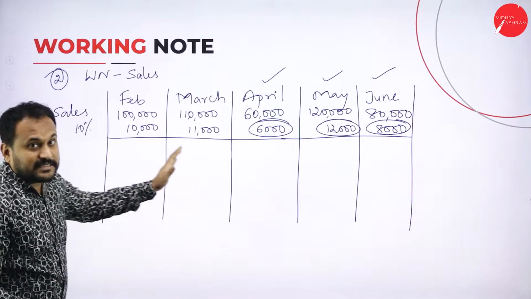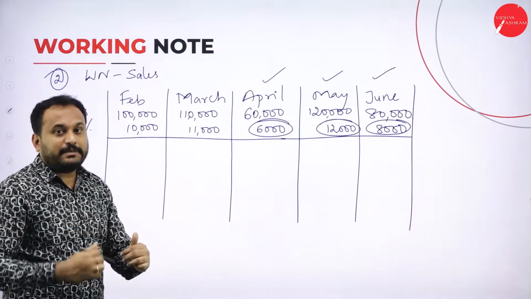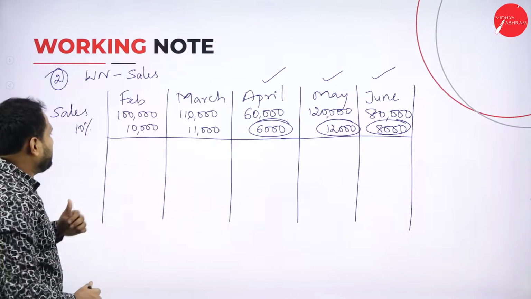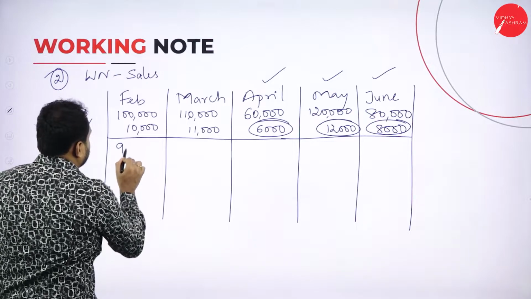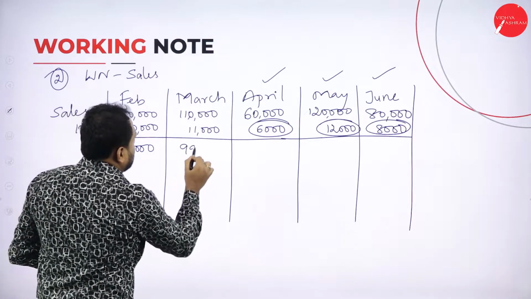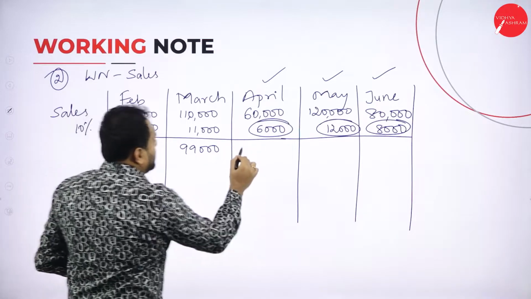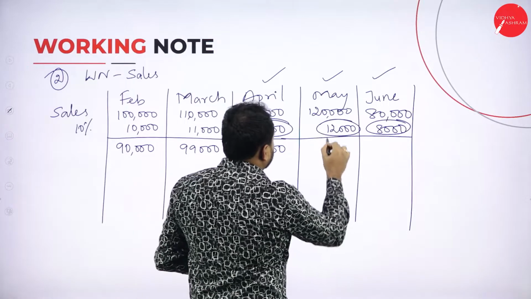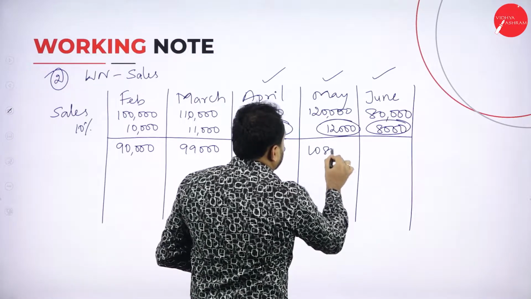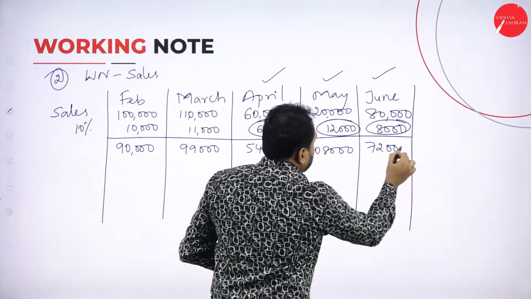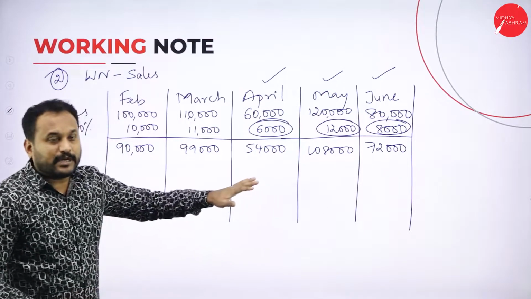Why these entries are needed, if you ask me, I'll tell you, because they have said 2 consecutive equal months. So what is the balance here? 90,000 is still the balance. Here we have 99,000. Here we have 54,000. Here we have 1,08,000. And the last one is 72,000. Hope you are able to understand this.